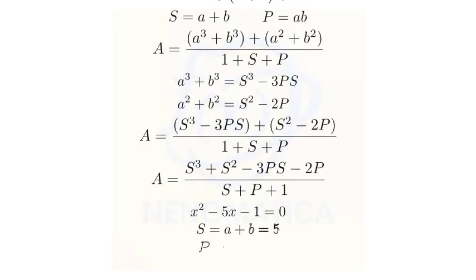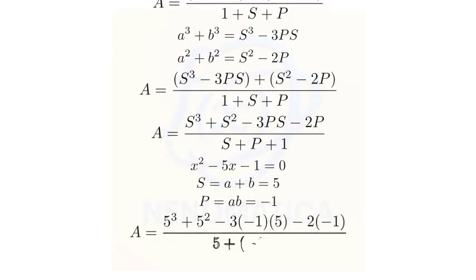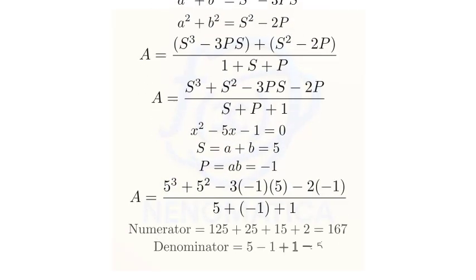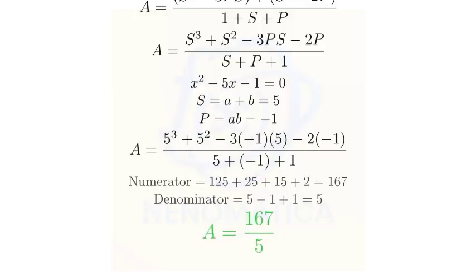Step 7. Use Vieta's formulas from the quadratic x squared minus 5x minus 1 equals 0. For x squared plus bx plus c equals 0, the sum of the roots is negative b, and the product is c. Here s equals 5, and p equals negative 1. Step 8. Substitute s equals 5, and p equals negative 1 into the simplified expression. Compute the numerator and denominator to get the exact value.